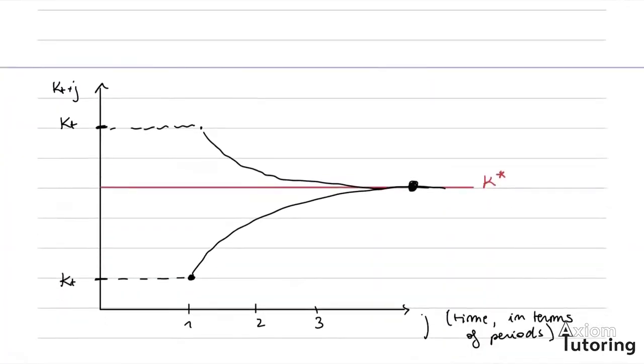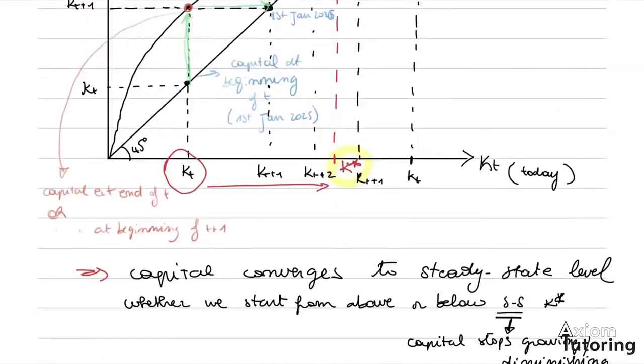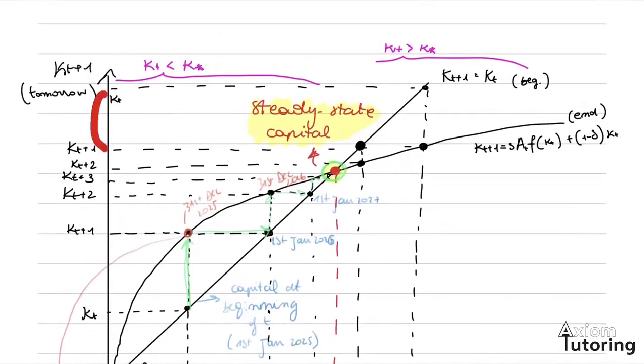And if we start from a level of capital above the steady state, our capital is going to decrease. It's at a decreasing rate again. So the initial decrease in capital is going to be larger than the subsequent decrease in capital. Again, the initial capital adjustment is going to be larger than the subsequent one.